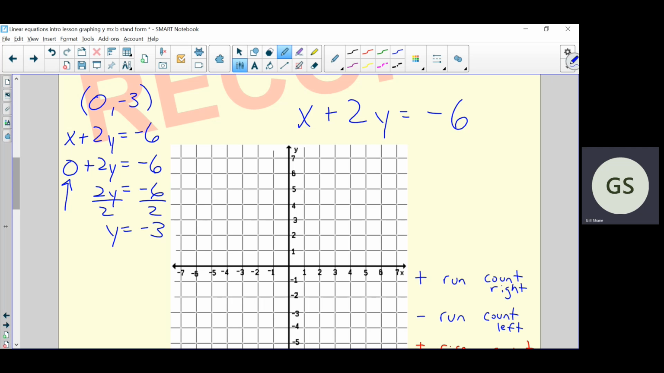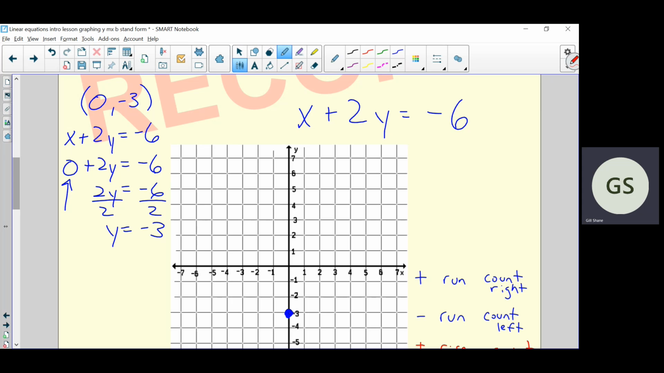So my coordinate would be 0, comma, -3, because I plugged in 0 for x. So x is 0. So y is -3. Well, I just need to go to where y is -3 on the y-axis. Or you can think of it as plotting the point 0, comma, -3, because that's what that point is, really. So there's my first point.